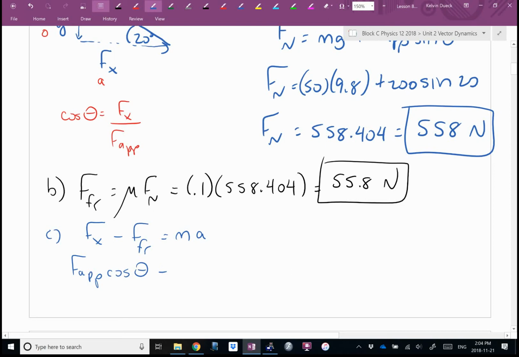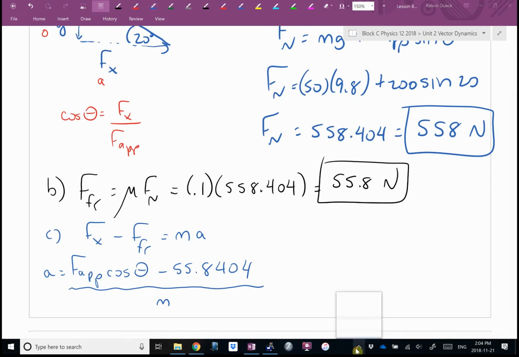Normally I'd go friction is mu times the normal force, but wait a minute. Danielle, I know friction, don't I? It's going to be minus 55.8404. See how I got those extra sig figs in my head? Aren't I clever? Equals, oh, you know what? Divide by m. That equals the acceleration. Now, there is a possibility here that you get a negative answer. Really, Mr. Dueck? Pause for a second. Did you get a negative or positive? What'd you get?